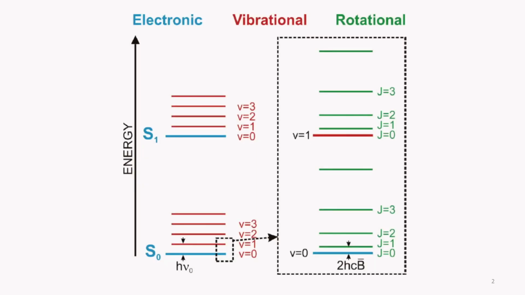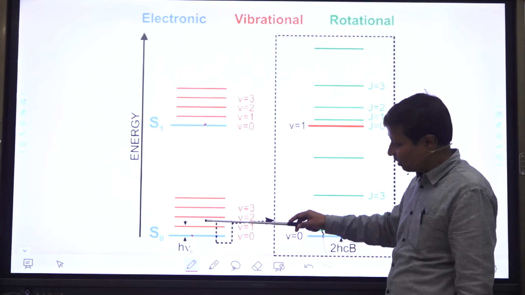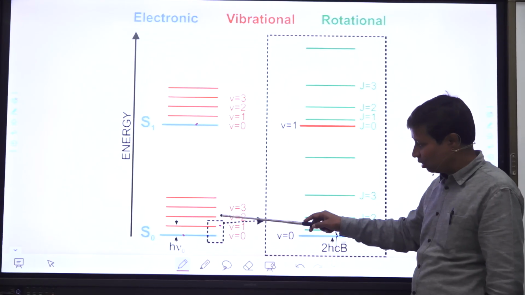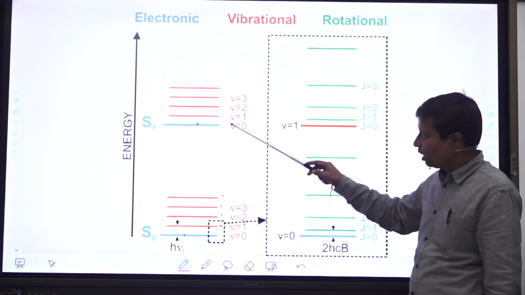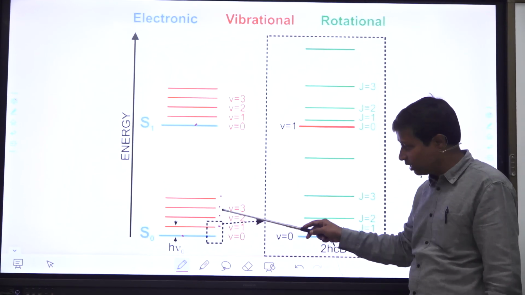This is the energy diagram. S0 and S1 correspond to electronic states: the ground electronic state and the first excited electronic state. In each electronic state, you will have several vibrational energy levels, like V equal to 0, 1, 2, 3, 4, and so on. Several vibrational energy levels under S1, and these are under S0.